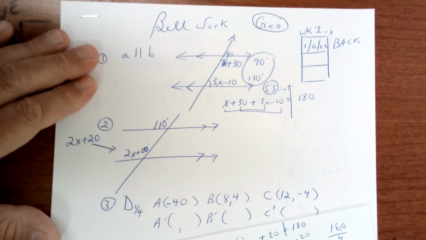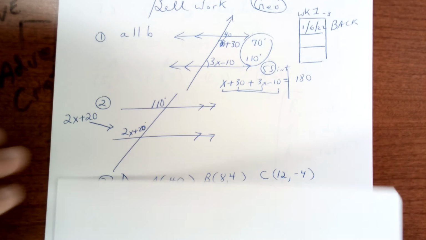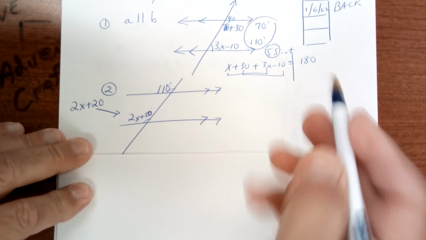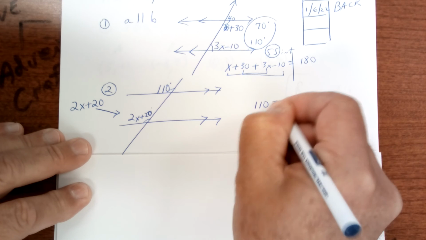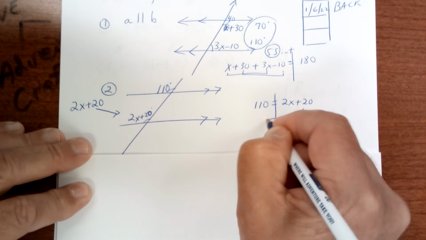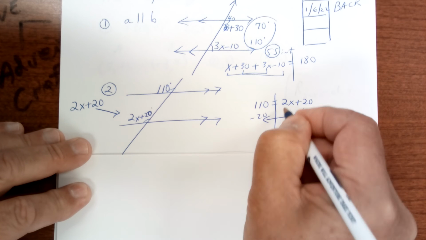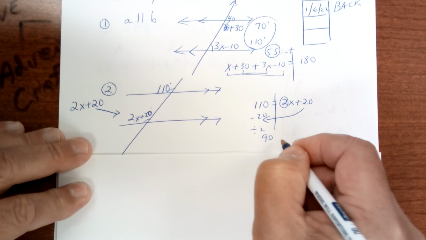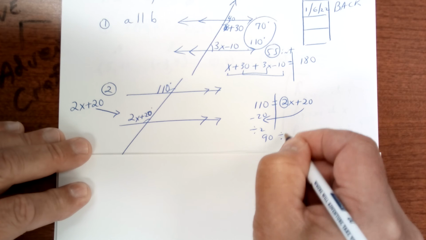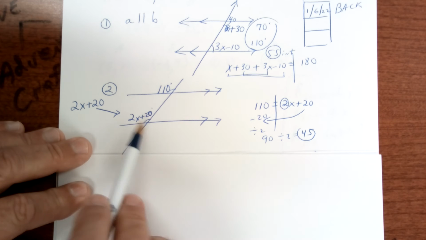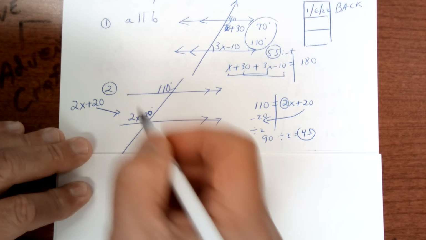This one right here, the lines are parallel, and this one is on top. Those are corresponding and they're equal to each other. So 110 is equal to 2x plus 20. Draw your line. You're going to subtract 20 and then divide by 2. When you subtract 20, I guess you get 90. And when you divide by 2, you're going to get 45. And then you plug it in. Well, this angle has to be the same, so this angle has to be 110 as well.